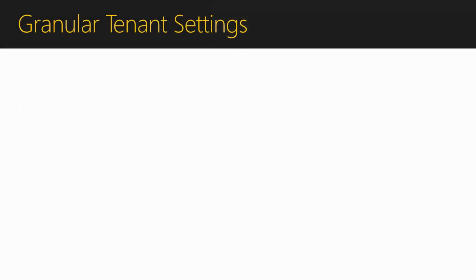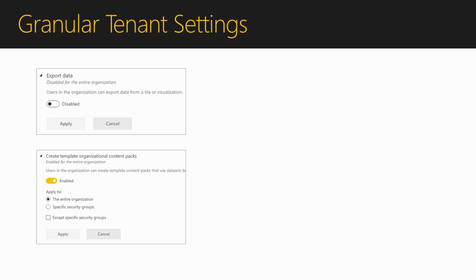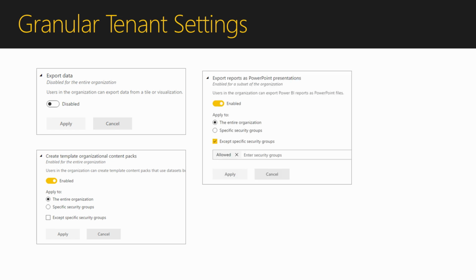Most tenant settings have three states available to them. You can disable a feature and make it so users will not be able to use it at all. You can enable a feature for the entire organization, which will let all users have access to that feature. You can also enable a feature at security group level, which means you can have a subset of users who can use this feature. This can happen in a few different ways.